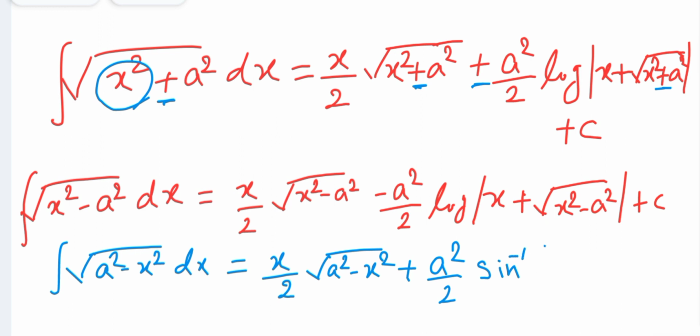So you can remember the formula by correlating with each other, so that you will not get confused. These two formulas are the same, just if plus a square, you will write plus a square, if it is minus a square, you will write minus a square. In the same form, the first term is the same, if it is x square minus a square, then x square minus a square, if it is a square minus x square, you will write a square minus x square, and plus a square upon 2 sine inverse x upon a plus c.